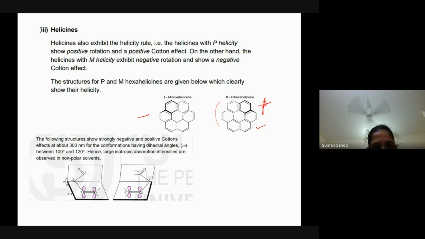Even this one, it is not alpha-beta, but still this is a beta-gamma unsaturated ketone, which exists in this type of conformation. Here also, if you just see, this one is a right-handed helix, this one is a left-handed helix. So this one is P, this one is M, and this gives you a positive Cotton effect, and this gives you a negative Cotton effect.